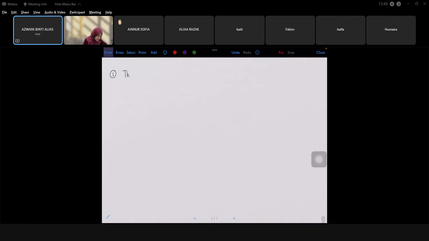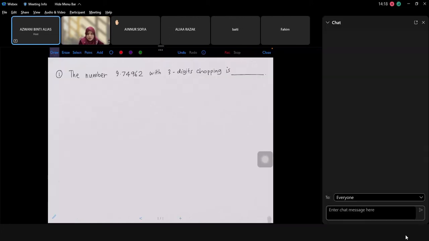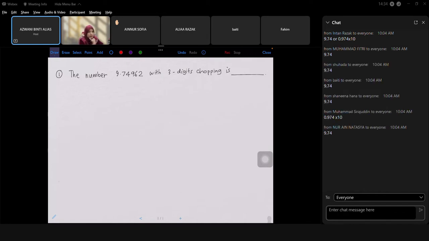The number 9.7492 with 3-digit chopping is, okay, what is the answer of the first question? The number 9.7492 with 3-digit chopping. So you can type in the chat. I tried to do this with Kahoot or Wordwall but could not because of limited exercises.